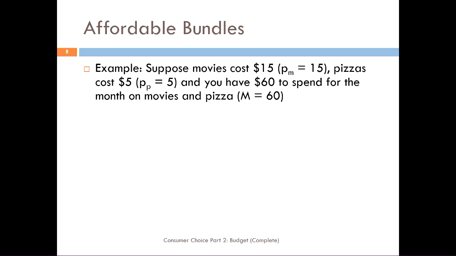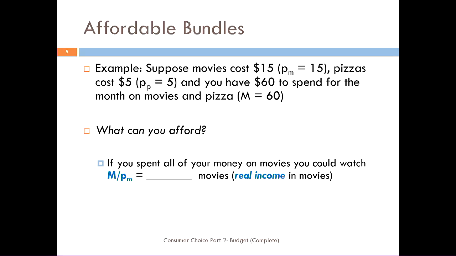All right? Now you have that income, you have the $60 to spend this month. How are you going to allocate that $60? How much to movies, how much to pizzas? That's the decision we want to make. Okay. Now let's take a look at this. What are all the affordable bundles? What are all the bundles that you can afford? Combinations of movies and pizzas that you can buy with your $60.